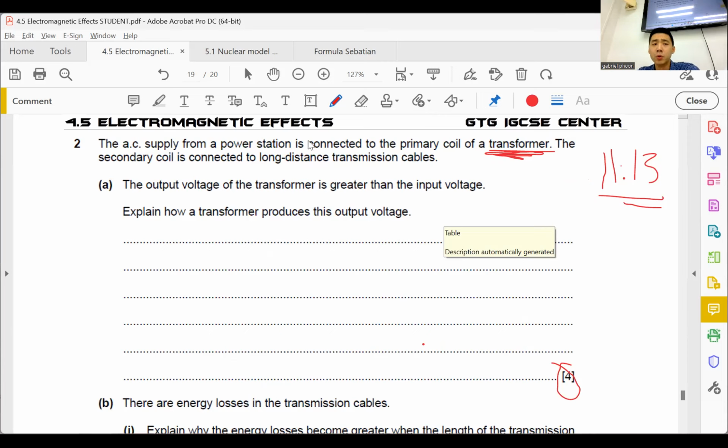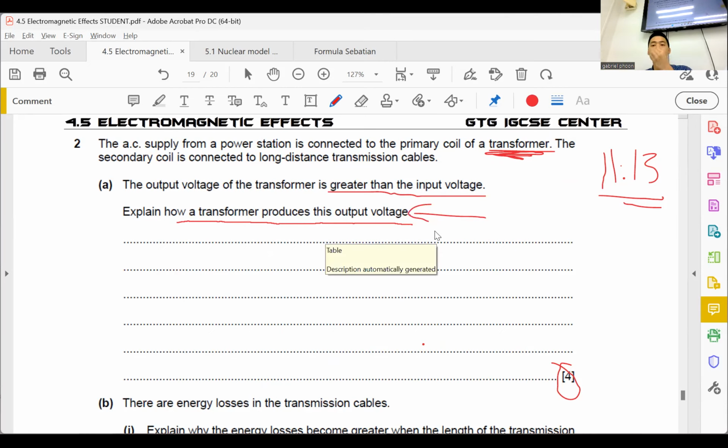The question will say something like the output voltage of the transformer is greater than the input voltage. Explain how a transformer produces this output voltage. There's one more extra twist here, guys. You're supposed to mention that there are more turns in the secondary coil than the primary coil, which will give it an extra voltage. But essentially, everything is exactly the same.